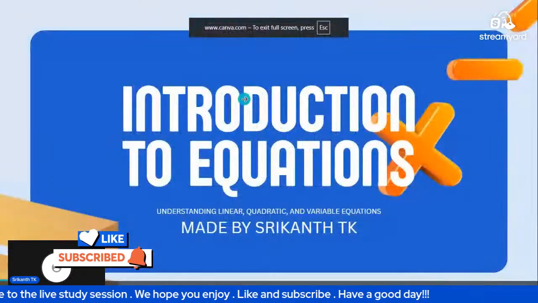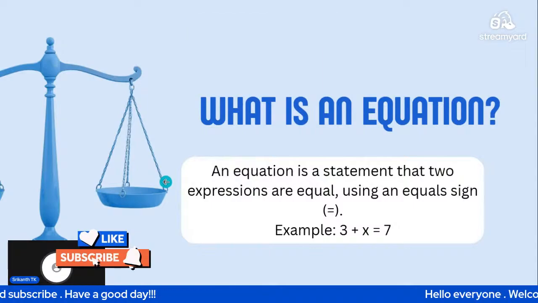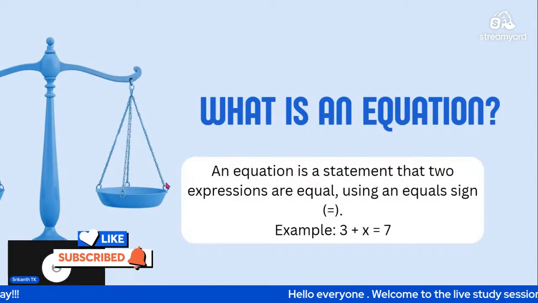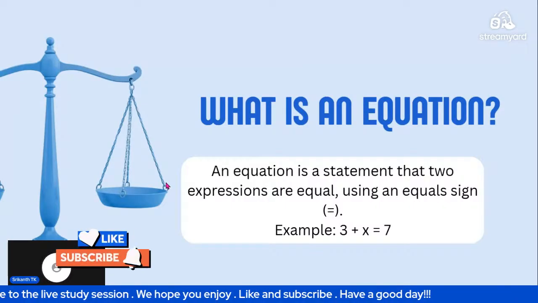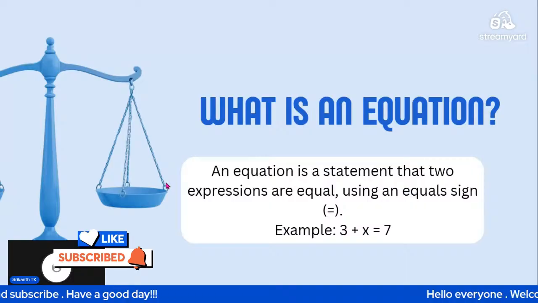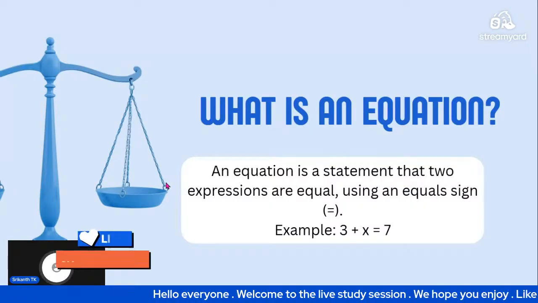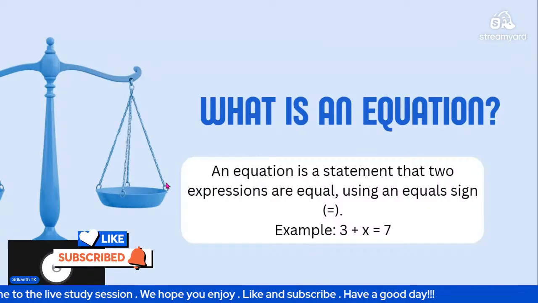Okay, so let's get started. So what is an equation? An equation is a statement that two expressions are equal using an equal sign. So what makes an equation? Suppose we have ax plus b equals 0. What makes the equation is the equal sign. What's on the other side is just a constant, so you can solve the equation.